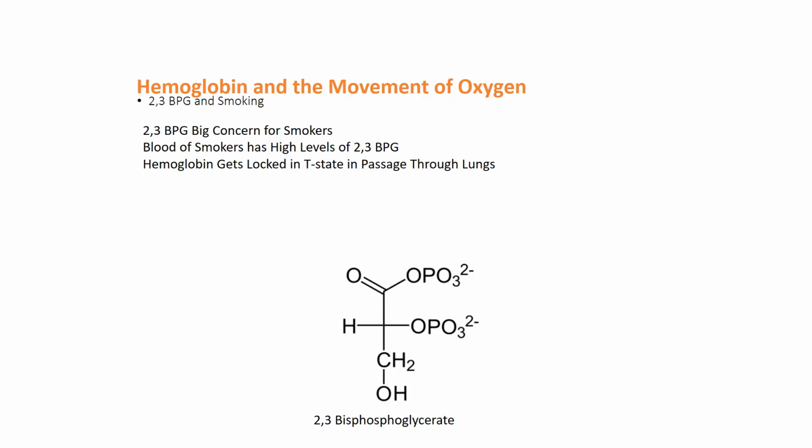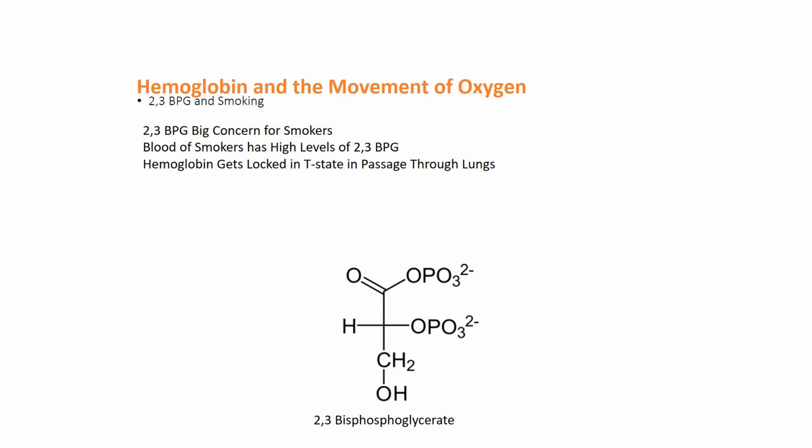But in the lung, the 2,3-BPG again is going to say to hemoglobin, oh, you cannot be in the R state. You have to be in the T state with no oxygen. So hemoglobin will say, I have no oxygen. I'm coming to load the oxygen. But the 2,3-BPG will not allow it.